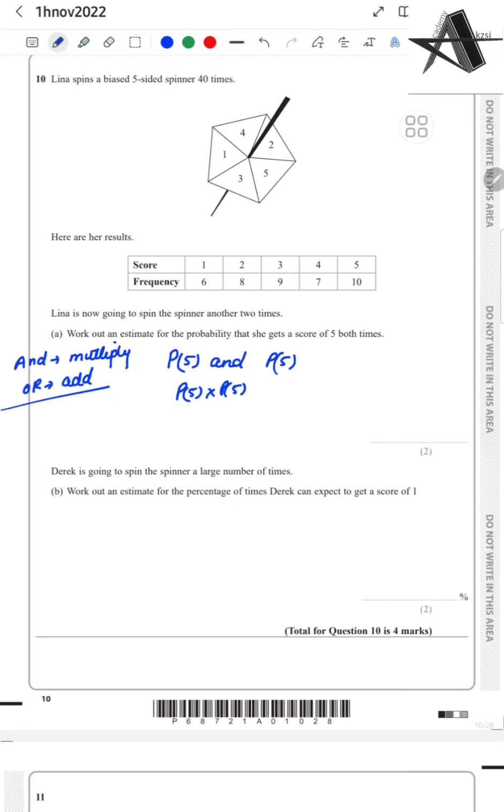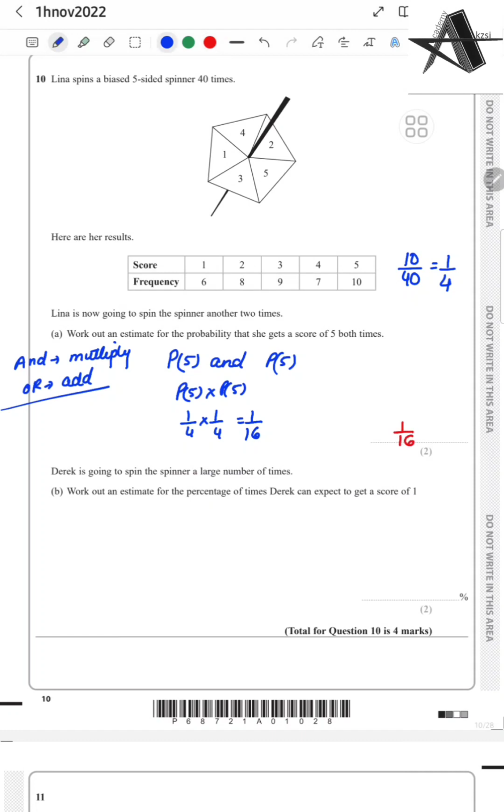So what's the probability of getting 5? You can do it from this table. She is getting 10 times 5 out of 40. So 10 over 40, that is 1 over 4, is the probability of getting 5. So probability of getting 5 is 1 by 4 times 1 by 4, which comes out to be 1 by 16. So the probability that she will get a 5 and again a 5 is 1 over 16.